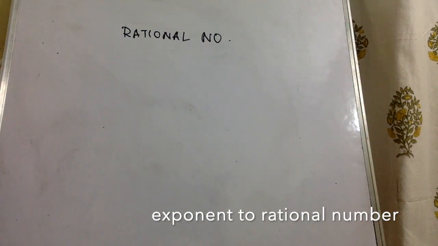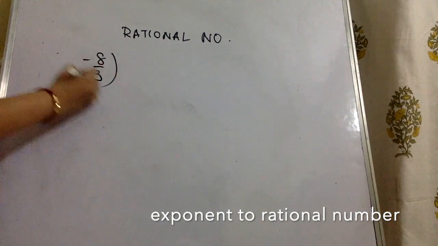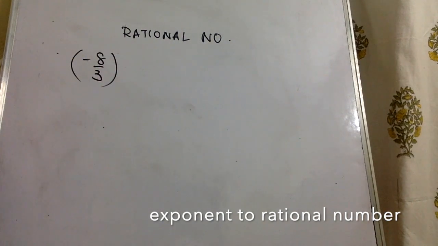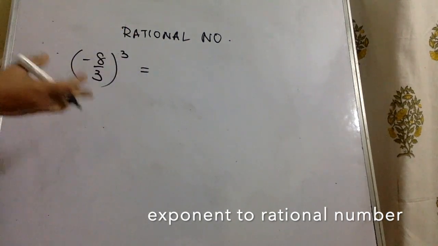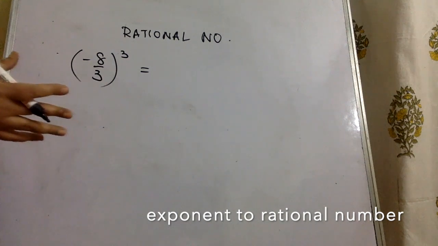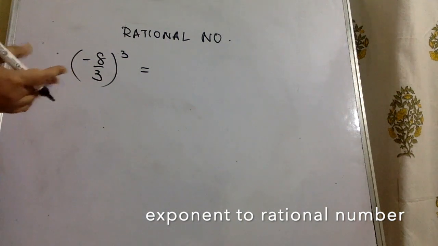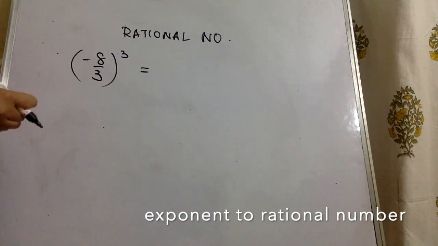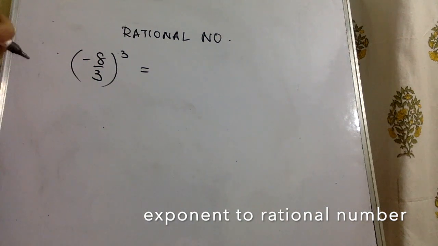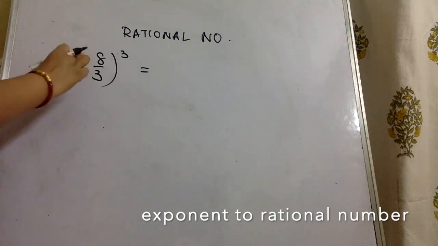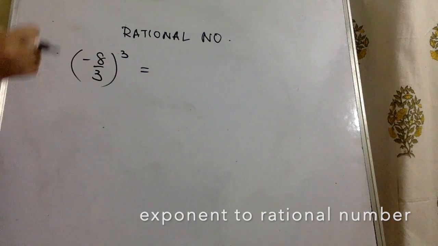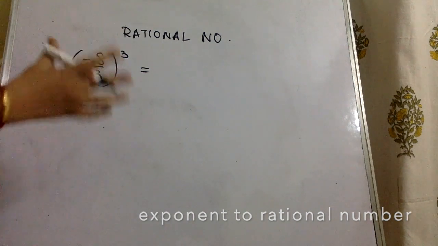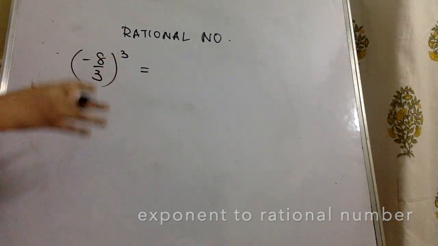Let us take one exponential number like this, minus 8 by 3 to the power 3. We have to convert this to a rational number. Rational number means basically in the form p by q, where p is an integer, q is also an integer, and q is not equal to 0. That is what the definition of rational number says, and you have done it. So, first thing, let's talk about the minus. The minus is getting repeated thrice.